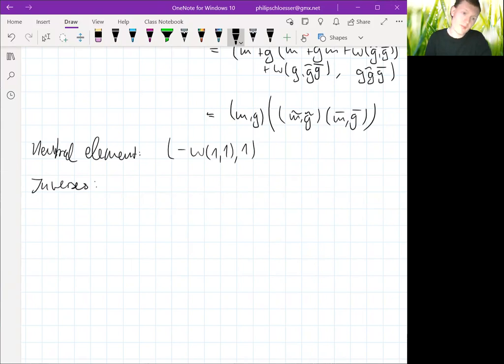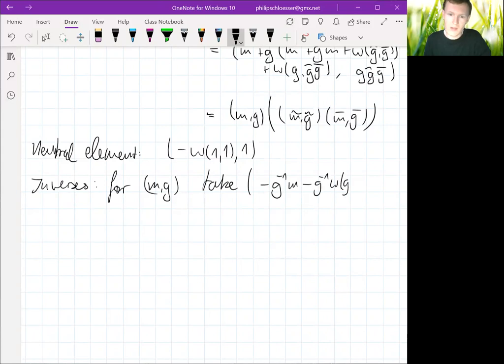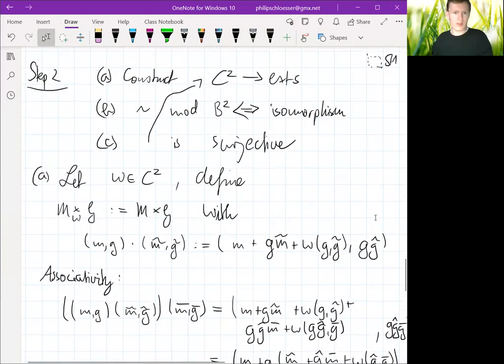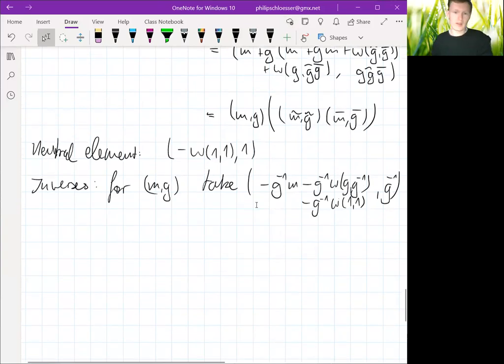Well, for the element mg, the inverse is minus G inverse m, minus G inverse omega G inverse, minus G inverse omega 1, 1 and G inverse. And this again takes a bit of calculation to verify, but it is indeed an inverse. So we have a group, and in order to get an extension, we have to define I and P.